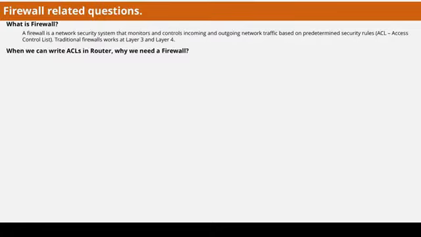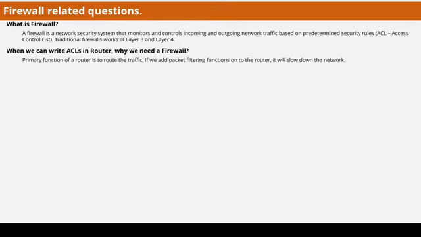When we can write ACLs in router, why do we need a firewall? The primary function of a router is to route the traffic. If we add packet filtering functions onto the router, it will slow down the network. Hence, it is a good practice to separate filtering and routing capabilities.